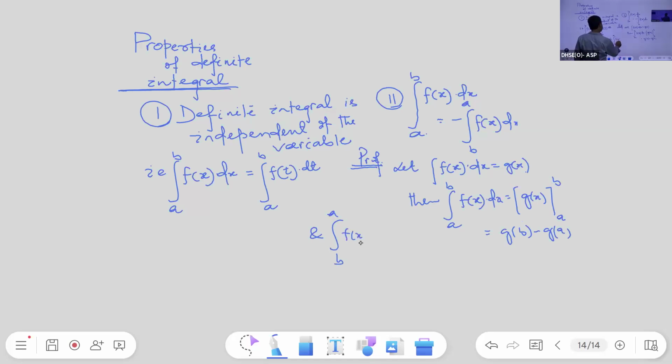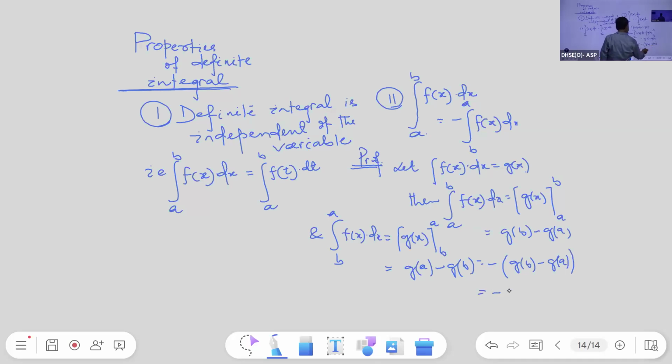of f of x dx equals G of x with limits b to a. This is equal to G of a minus G of b. Okay. If you take the minus sign as common, then this will be G of b minus G of a. This is equal to minus the integral from a to b of f of x dx.